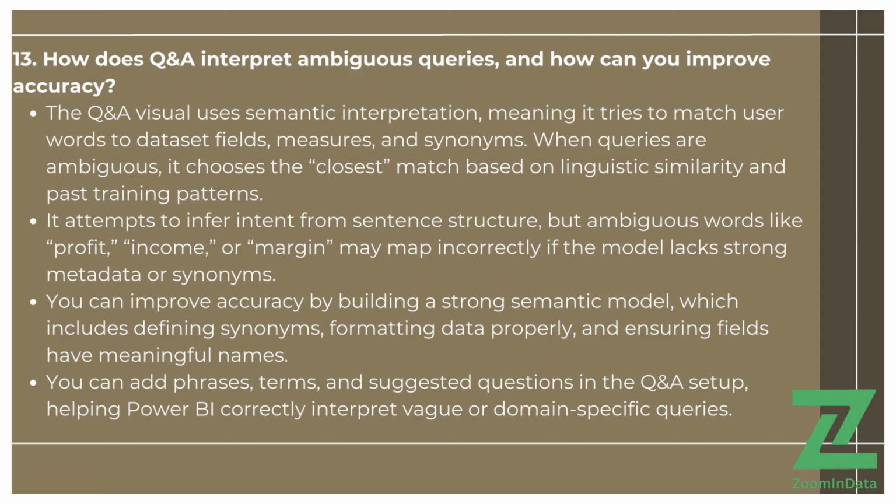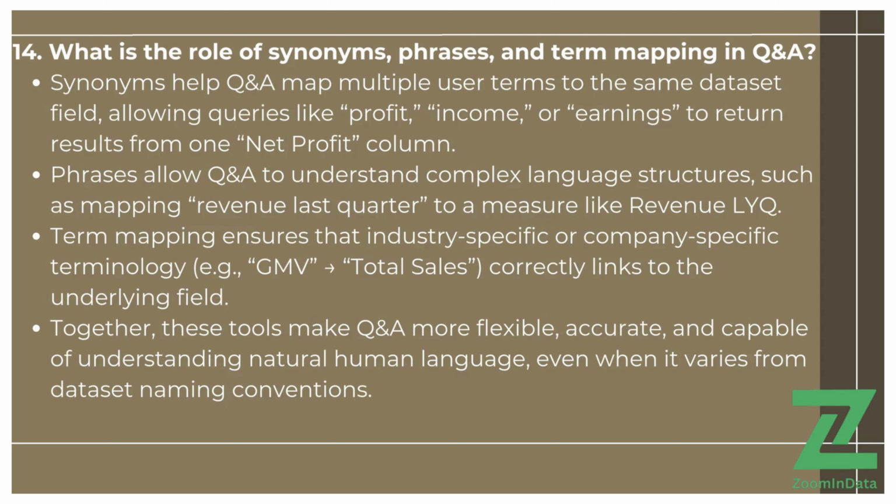You can improve accuracy by building a strong semantic model, which includes defining synonyms, formatting data properly, and ensuring fields have meaningful names. You can add phrases, terms, and suggested questions in the Q&A setup, helping Power BI correctly interpret vague or domain-specific queries.